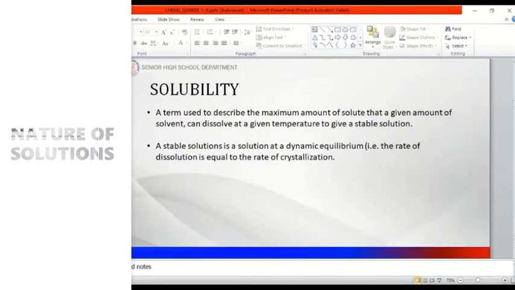So meron tayong binibase na temperature and syempre the amount of the solute to a particular amount of solvent. So a stable solution is a solution at a dynamic equilibrium. Okay, the rate of the solution is equal to the rate of crystallization.